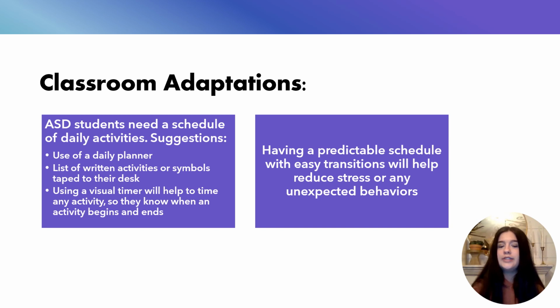Classroom adaptations. ASD students need a schedule of daily activities. Some suggestions may be use of a daily planner, list of written activities or symbols taped to their desk. Using a visual timer will help to time any activity so they know when an activity begins and ends. Having a predictable schedule with easy transitions will help reduce stress or any unexpected behaviors.